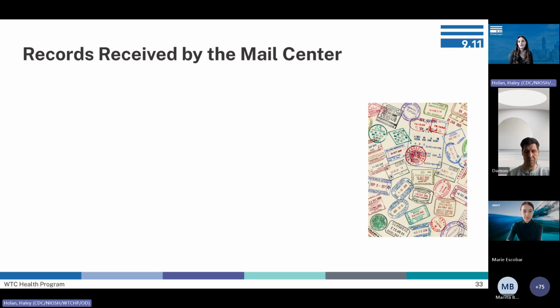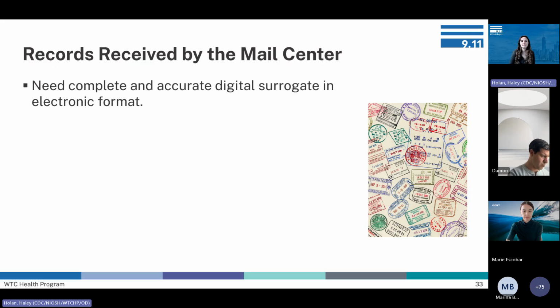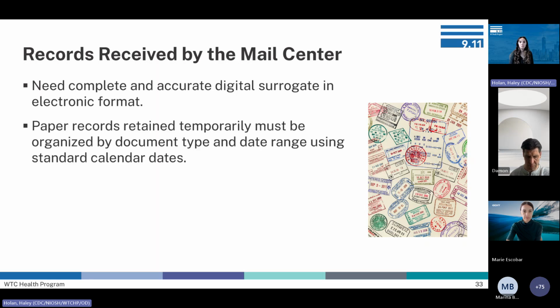We did want to highlight the Mail Center. The Mail Center receives a ton of different records, and we want to set clear expectations for how we want the Mail Center to handle these records. We need to make sure that we have an accurate and complete digital surrogate of any mail received in electronic format. We also want the paper records that might be retained temporarily to be organized by document type and date, and they should use standard calendar dates to organize these documents.